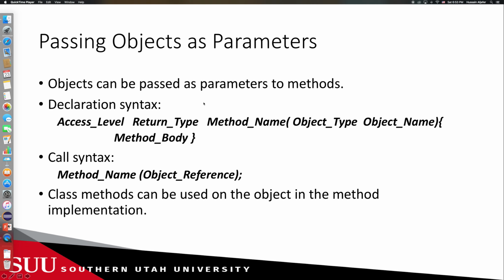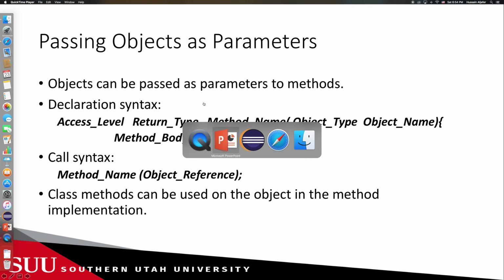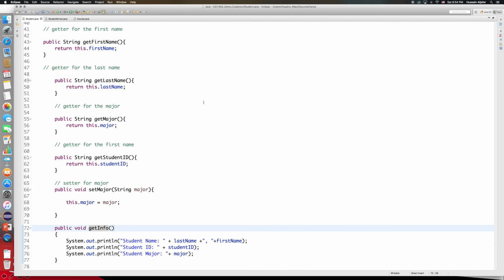the argument list, and then we'll have our body. In the method call, we will have the method name and the object reference, which is the name of the object. And class methods can be used on the object in the method implementation. So let's see an example in here that will make everything make sense.